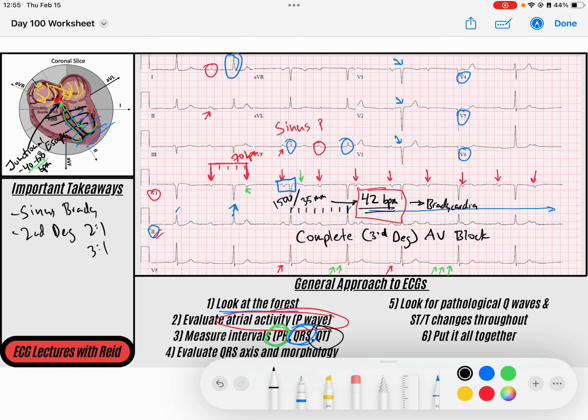My QT interval, you can see in between R to R's, my QT terminates at least by the midway point. That's reassuring. And when I look for pathological Q waves and ST or T wave changes, in the setting of a third degree AV block, we want to make sure that they're not having a right coronary artery STEMI or occlusion. And so I immediately go to my inferior leads that are supplied by the right coronary, and luckily I don't see any ST or T wave changes that are really concerning for an active myocardial infarction.